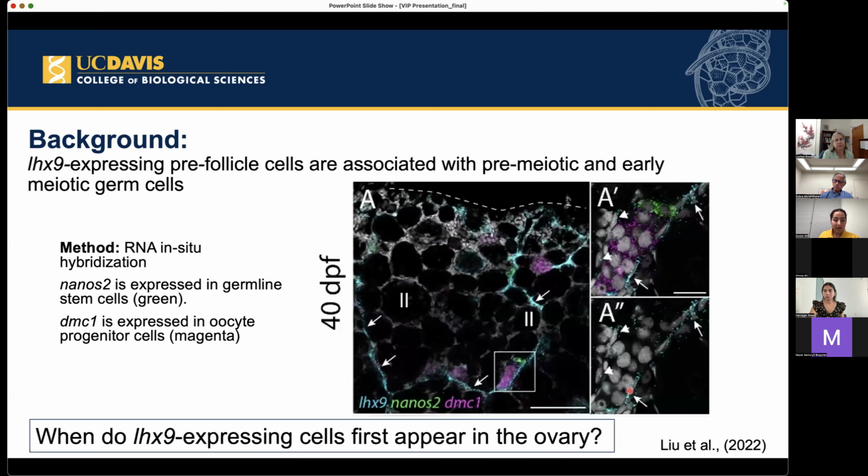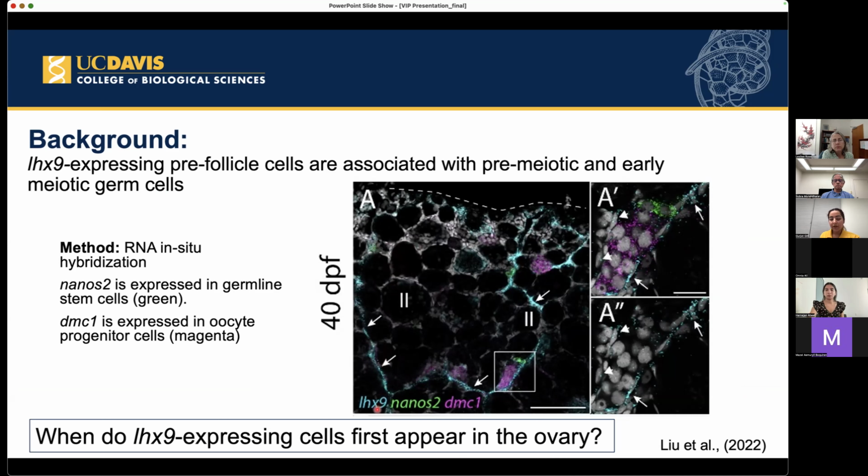cells. In order to study that, we did RNA in situ hybridization in 40 days post-fertilization zebrafish ovary. This procedure helps us to locate various cells in a given tissue and also the expression of genes in those cells. Over here, we see that the genes that are colored are being expressed. nanos2 is green colored. nanos2 is expressed over here in germline stem cells, and DMC1 is expressed in the oocyte progenitor cells. And then the gray dots are the expression of DNA in zebrafish somatic cells.